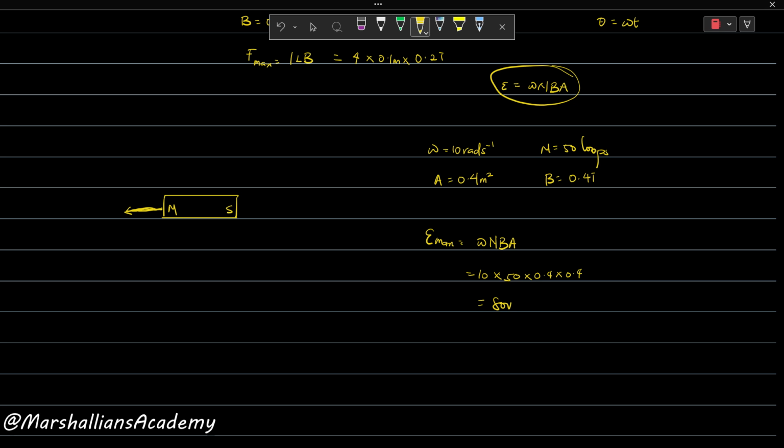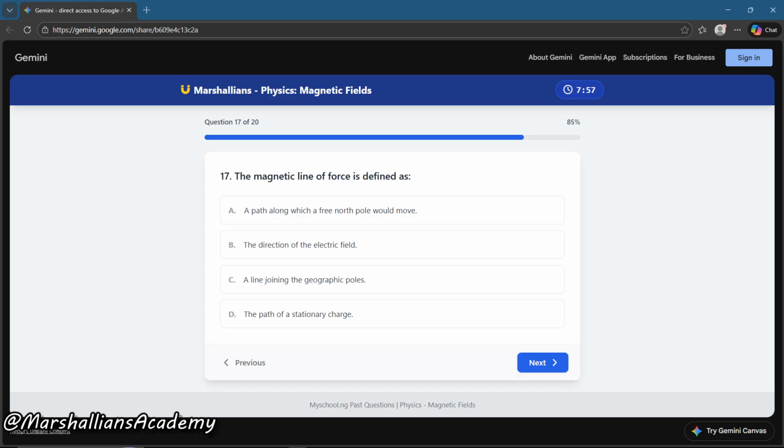It's the same thing as the field line. Did you understand it? These are the magnetic lines. That's the field lines. So what is the field line here? It's the path along which a free north pole will move. Basically, don't forget, the magnetic field always moves from the north pole to the south pole. So the magnetic line of force is the path along which a free north pole would move. Easy.